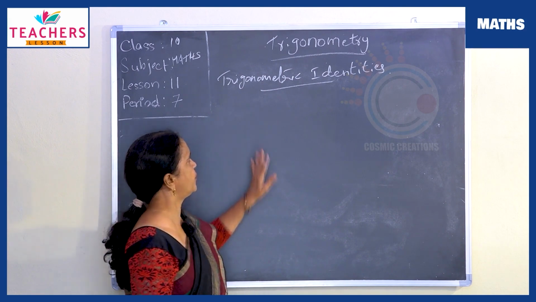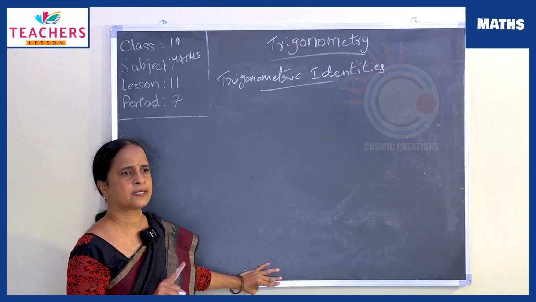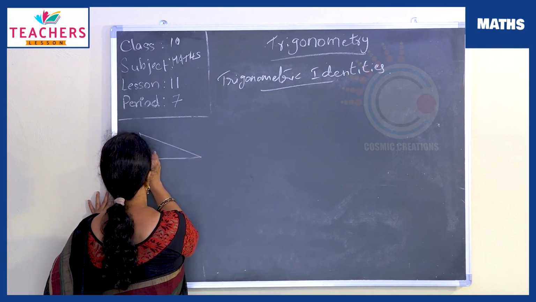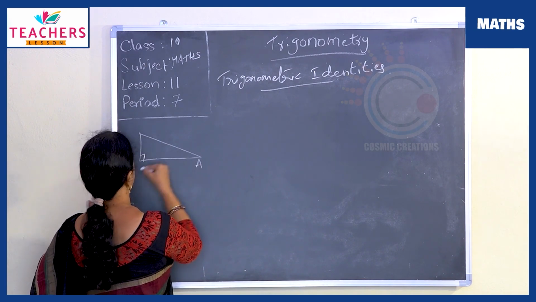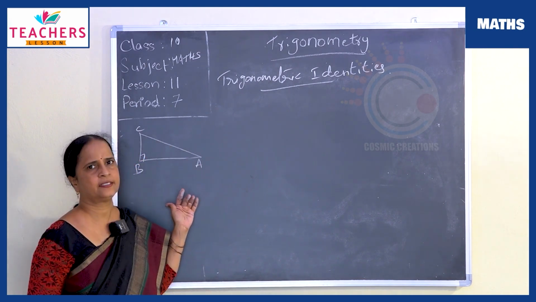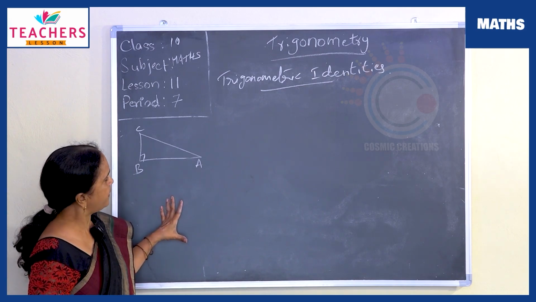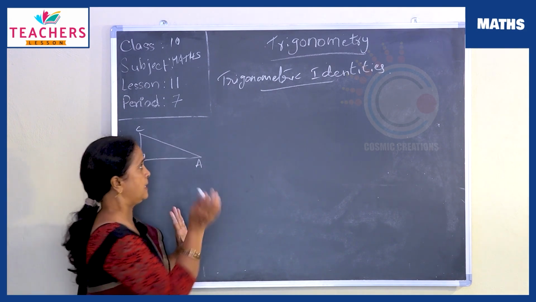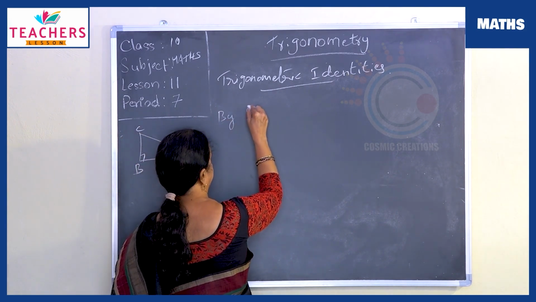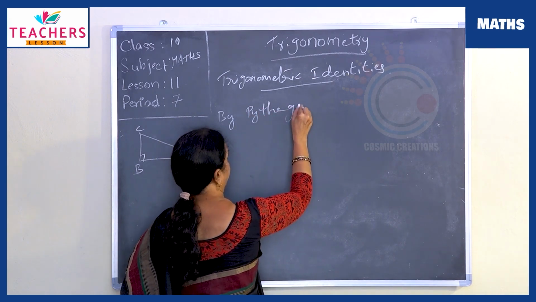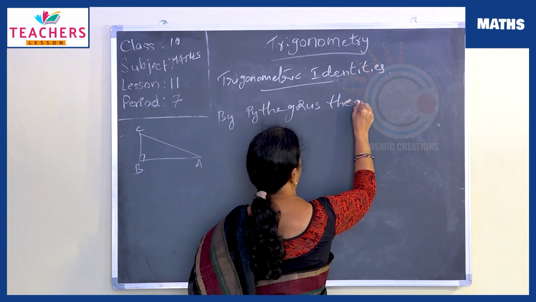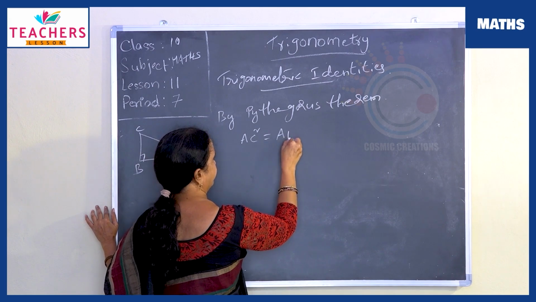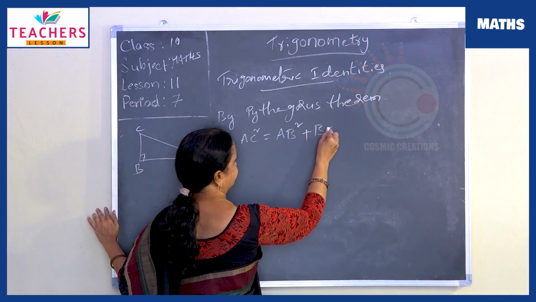As you know, trigonometry is based on a right angle triangle. ABC is a right angle triangle. By Pythagoras theorem, you can find any of the legs. What is Pythagoras theorem? AC square is equal to AB square plus BC square.